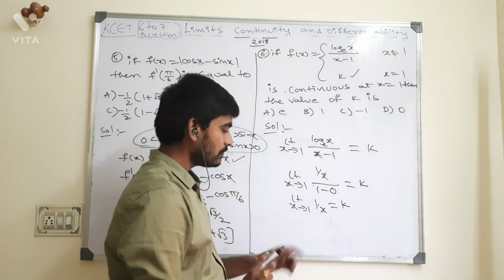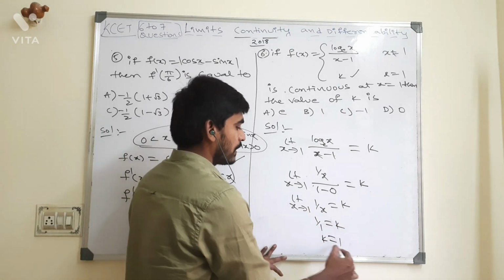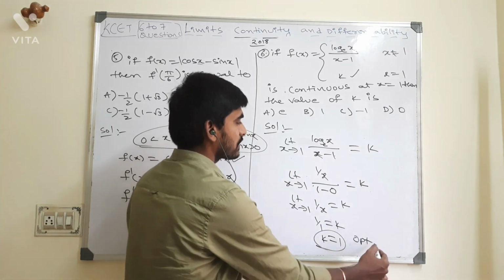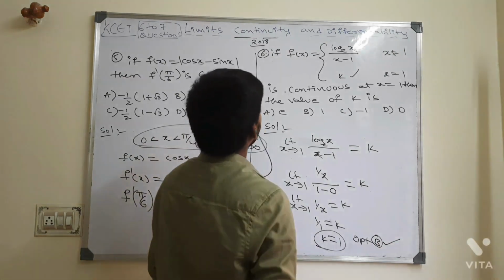So which option is correct then? Option B. Okay, so in 2018, a total of 6 questions are completed. One more question is there, the last question. We'll do it, then we'll end the class.